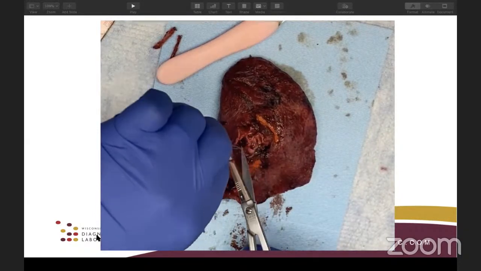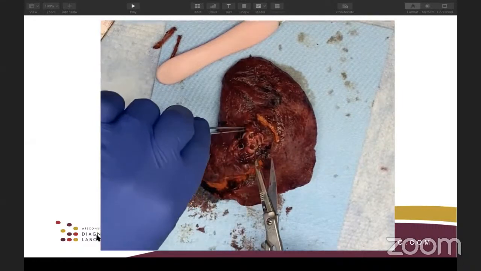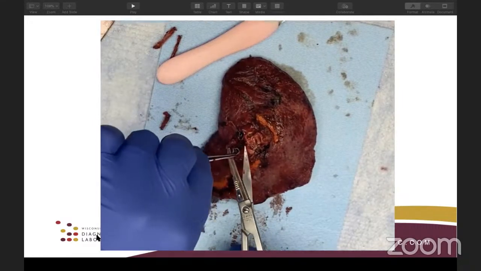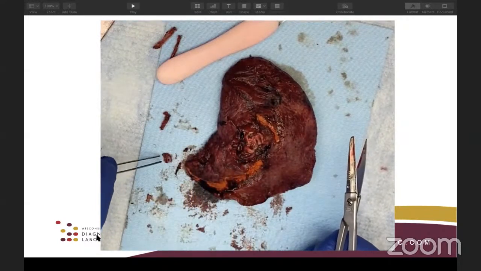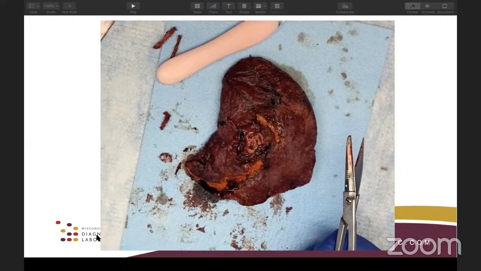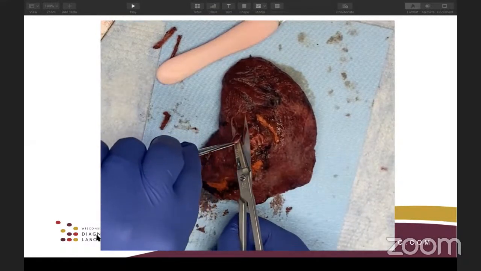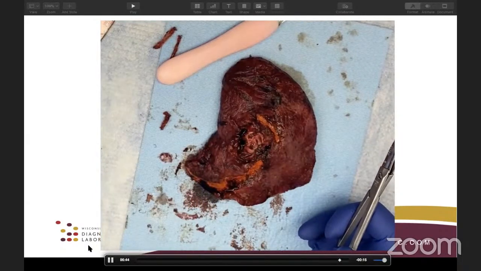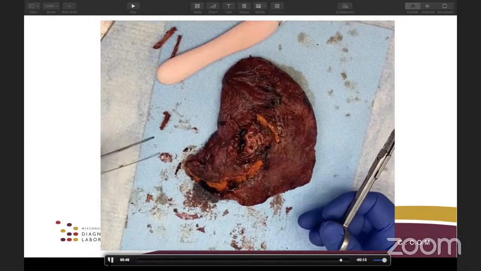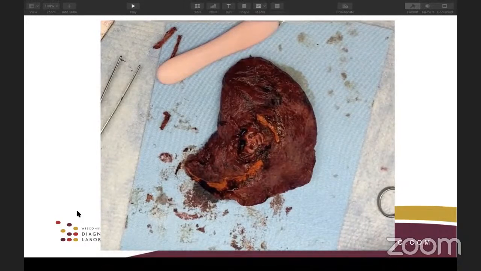And there's one more here that'll do the same thing. Or actually two more. Okay, so those are examples of shave or en face margins.